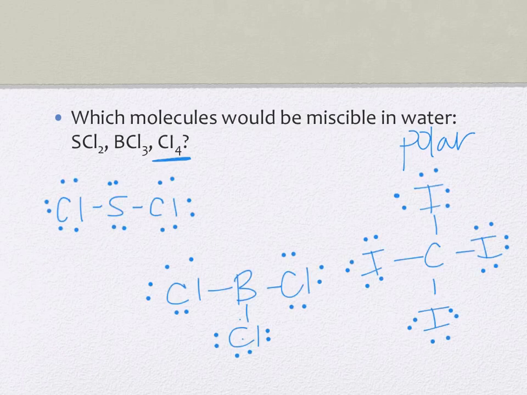So here are our Lewis dot structures. You can see that the SCl2 has lone pairs on the central atom, and so that would be polar. The BCl3 does not. Remember, boron is an exception to the octet rule and only needs 6. And then the CI4 also does not have lone pairs on the central atom. So both the BCl3 and the CI4 would be nonpolar. They would be immiscible with water. The SCl2 is polar and would be miscible with water.